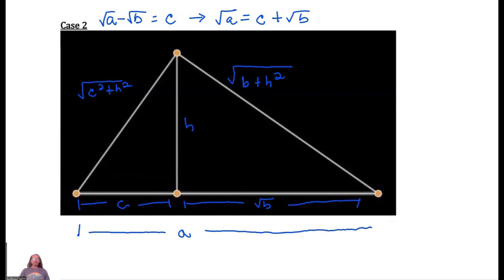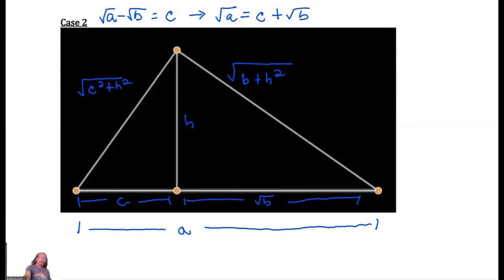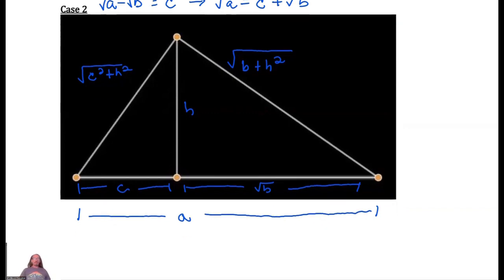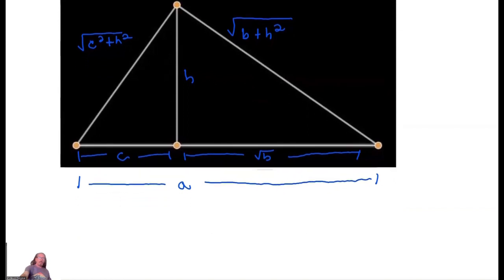Now, you may have noticed that in the first case, having the square root of the square root of AB, in other words, the fourth root of AB, that was the geometric mean of the lengths of those two sub-bases. So here, we should expect that we're taking the square root of C times the square root of B as our height. I will simplify that, however.